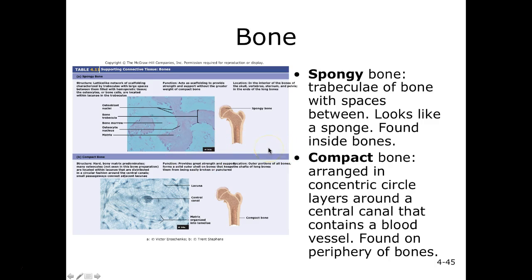Okay. The other type again is compact bone, and these have the tree trunks, I called them, but concentric circle layers that are moving around the central canal. The central canal is where we're getting our blood supply, and we will find our compact bone on the periphery of bone. So if we look along the shaft of the bone, we will find our compact bone.